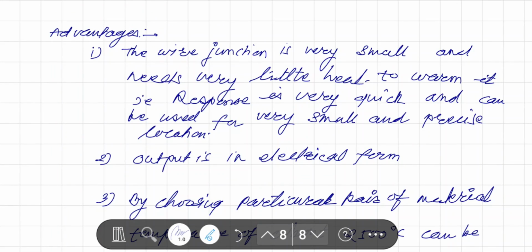See, advantages: the wire junctions here are very small, and obviously it needs very little heat to warm it, and obviously the response is very quick and it can be used for very small and precise locations. That is one of the important advantages.